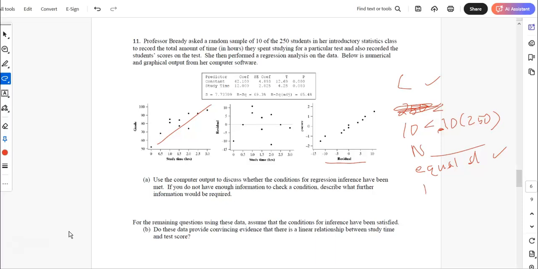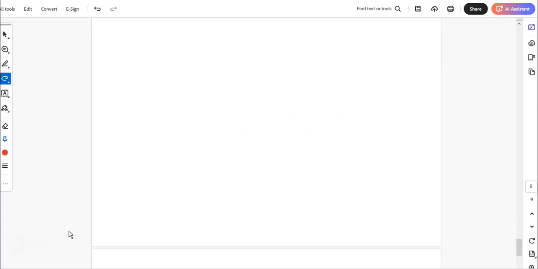And then R stands for random sample. Yeah, that's good. So that works. Random sample. You would write random sample. I'm not sure about that. Let's check the answer for 11A.